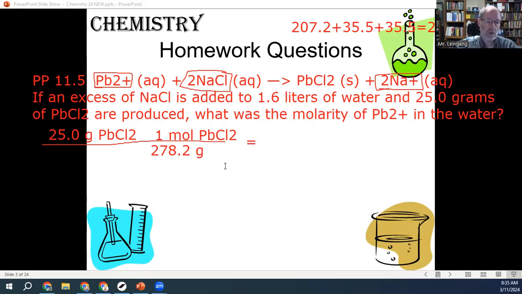Okay, so how many moles? Now we do our 25.0 divided by 278.2, and the moles of PbCl2 was 0.0898634, on and on it goes. 25.0 grams has only 3 significant figures, so I'm going to be limited to 3 significant figures here. Keep the highest 3 place values. Look at the next one. I ask, do I round up or round down? 0.08986 rounds up to 0.0899 moles of PbCl2. Are you with me so far?